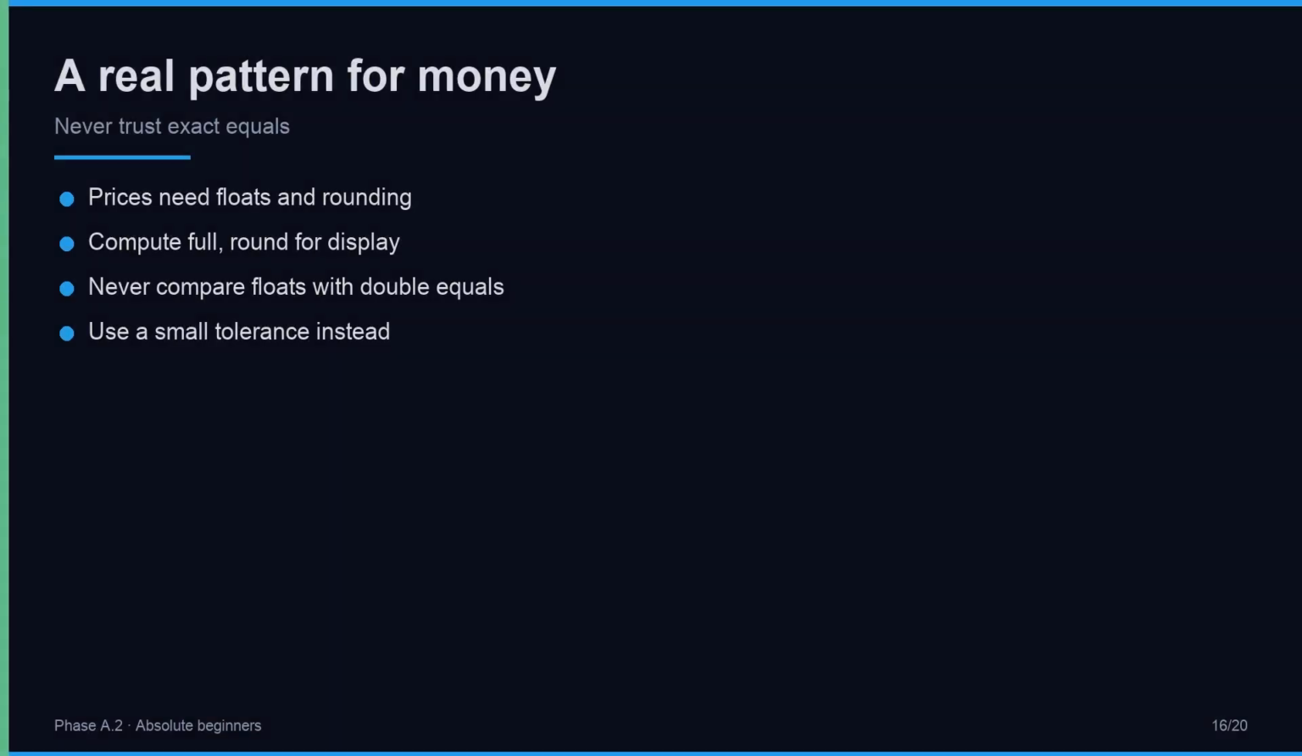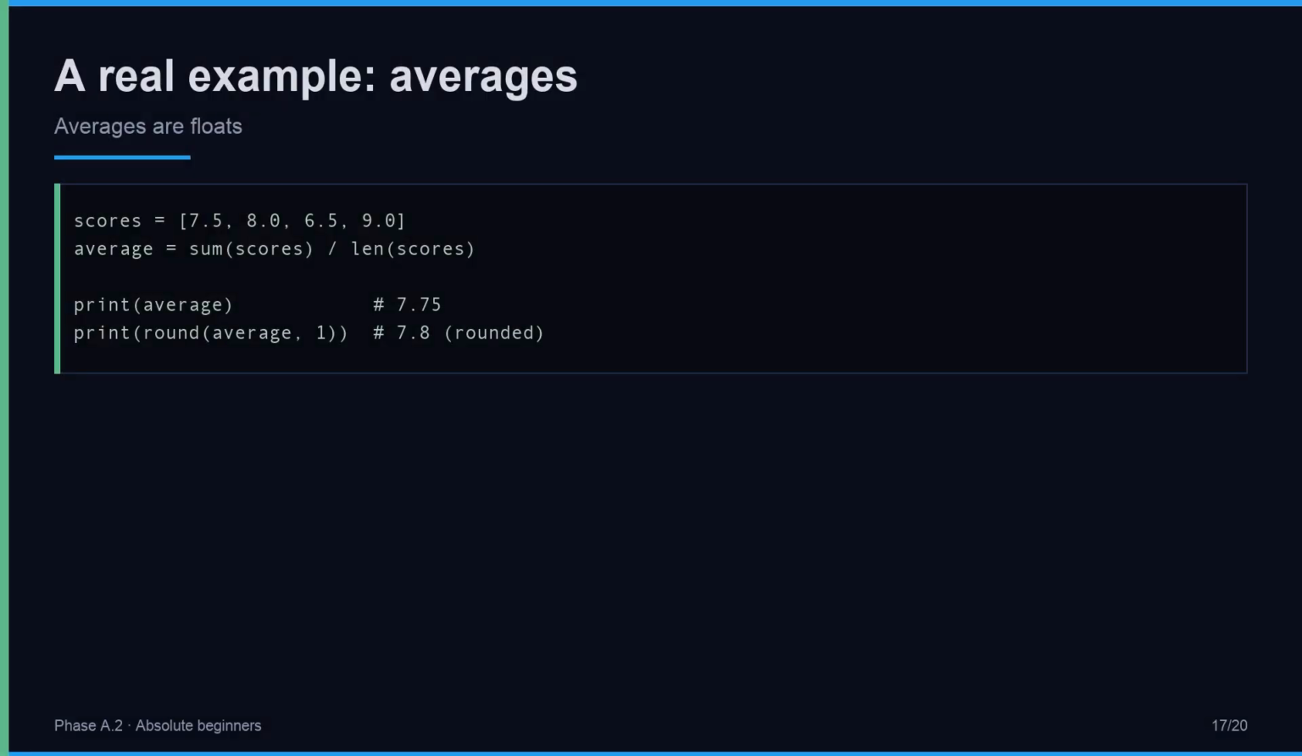Here is a real-world pattern for money. Prices and taxes are floats, so you compute the total in full precision. Only when you show the total to a customer do you round to 2 decimals. And because of the precision surprise, you should almost never check whether 2 floats are exactly equal with a double equals. Instead, check whether they are within a tiny tolerance of each other. We will not code that today, but knowing it exists keeps your future money calculations safe. Never trust exact equals.